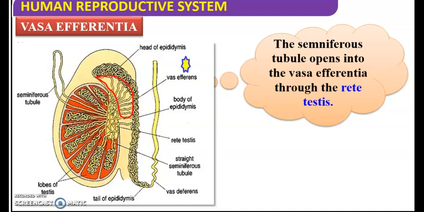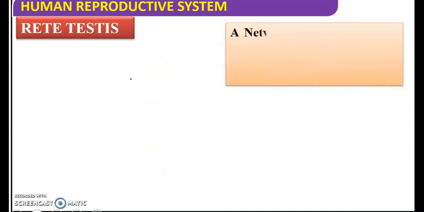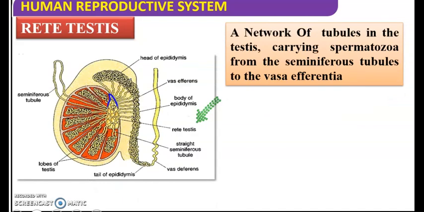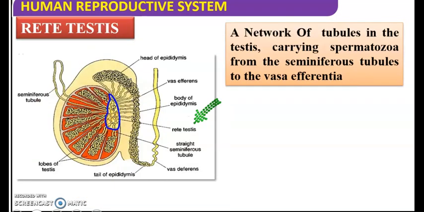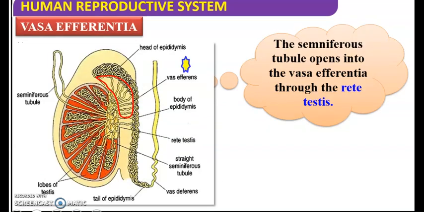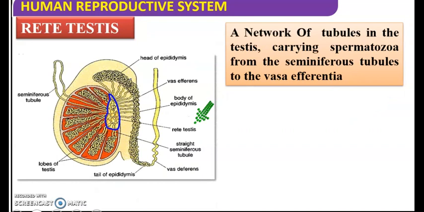Now what is rete testis? All the seminiferous tubules open into a network-like structure, which we are highlighting, and this network-like structure is called the rete testis. This network-like structure further opens into the vasa efferentia, which in turn opens into the epididymis. So there is your vasa efferentia and that is your rete testis.